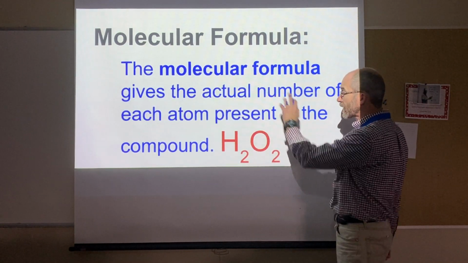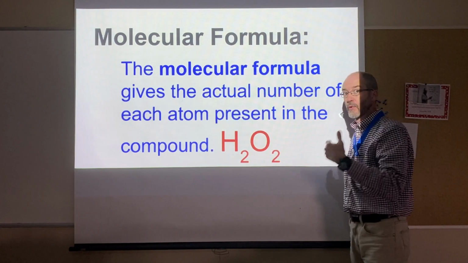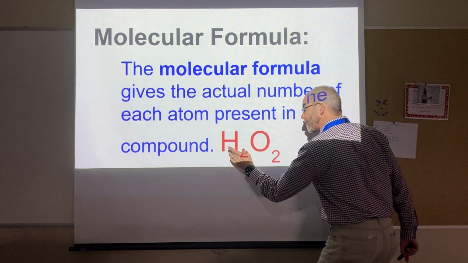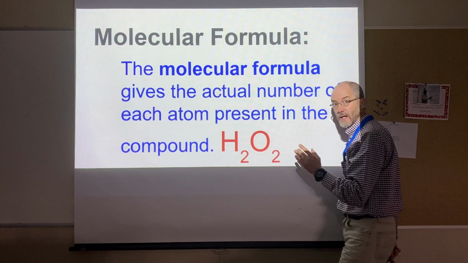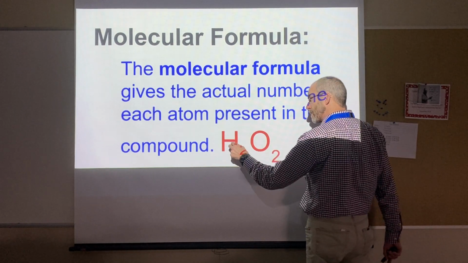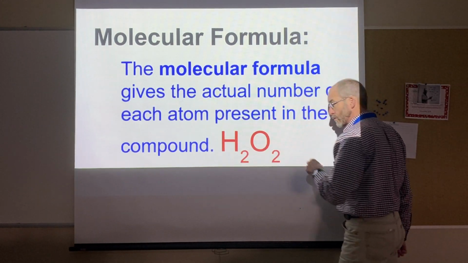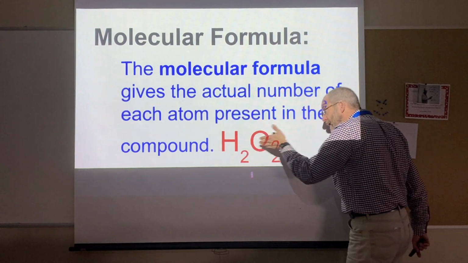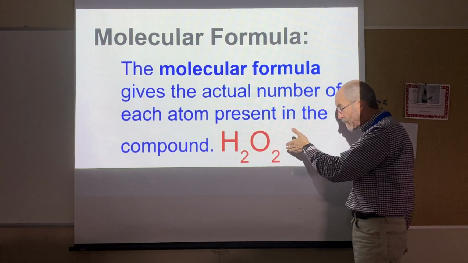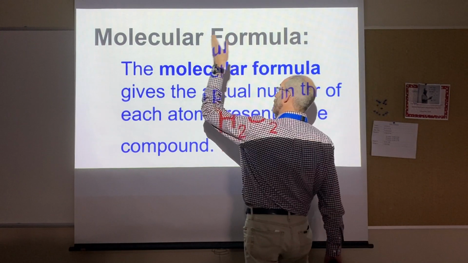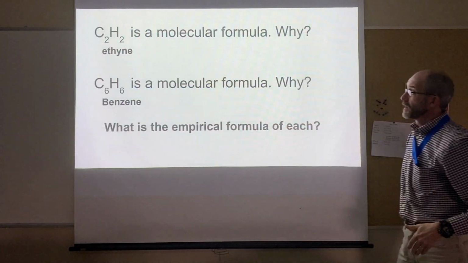All right, so the molecular formula gives us the actual number, which you know. So going back to hydrogen peroxide, the molecular formula would be H2O2. This is how many we actually have. This is not the empirical formula, it is the molecular formula.